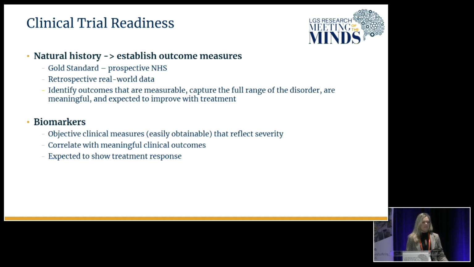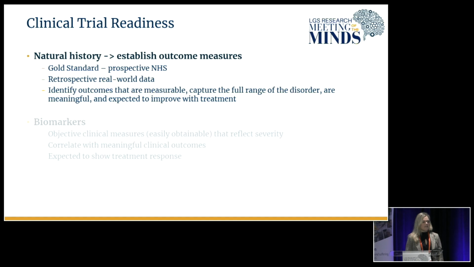When I think of clinical trial readiness, I think of two broad components: natural history and biomarkers. Today I'm really just going to focus on natural history. To understand natural history of rare disorders, the gold standard is a prospective, formal natural history study. But you can also get at this using retrospective real-world data, which is what I'm going to focus on today. The goals are to identify outcomes that are measurable, capture the full spectrum of a disorder, and are meaningful. We really want something that's meaningful for families, and also expected to improve with treatment.